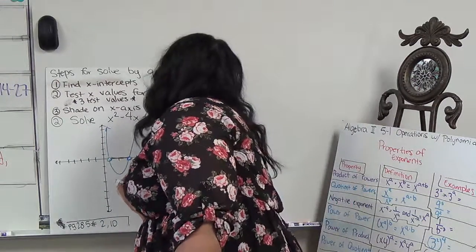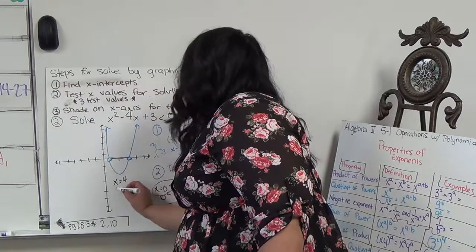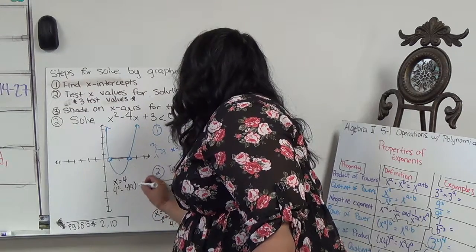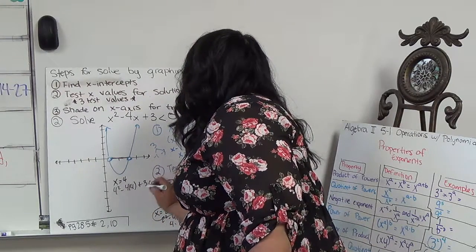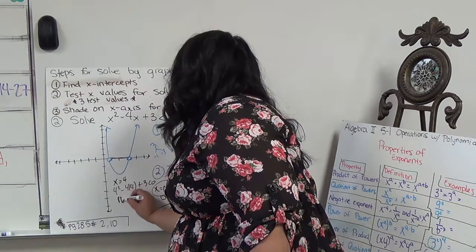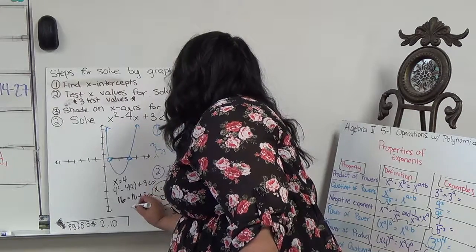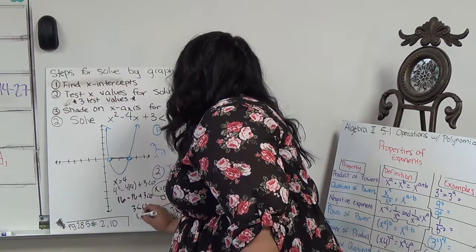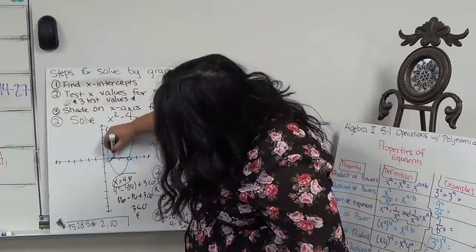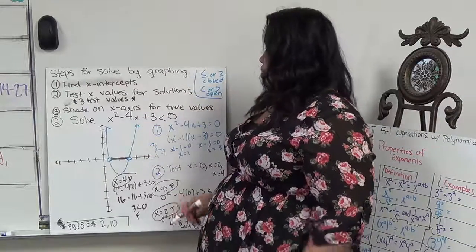Now I'm going to do x equals 4 to see if this side is the solution. 4 squared minus 4 times 4 plus 3 is less than 0. 4 squared, 16, minus 16 plus 3 is less than 0. 3 is less than 0. This is false. So that means the only solutions for x in this inequality are just in between.